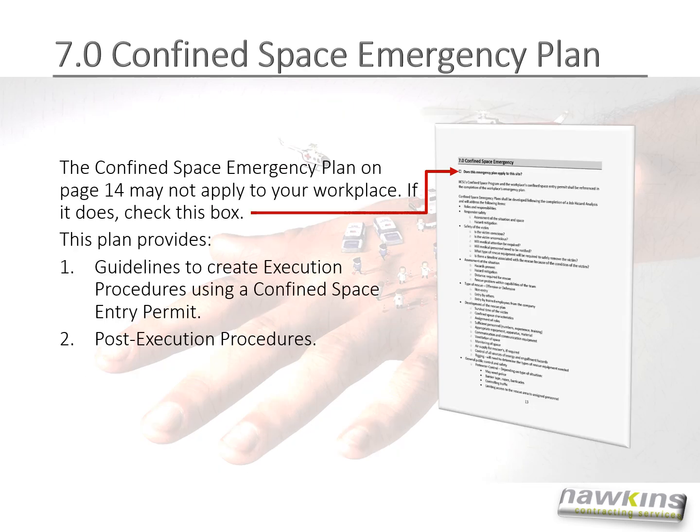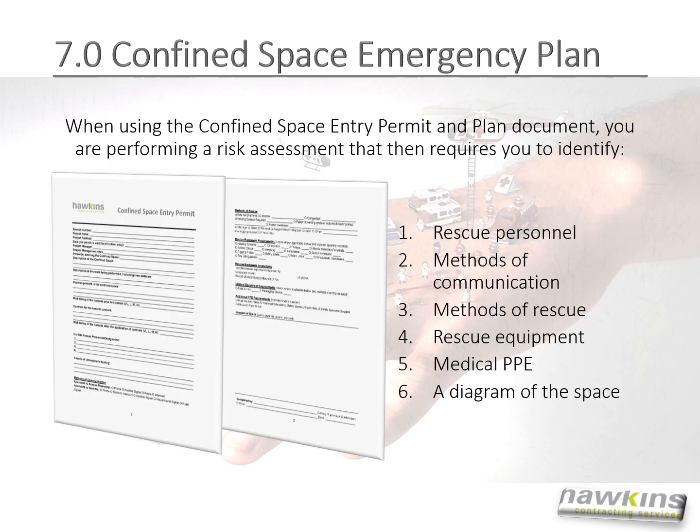The confined space emergency plan is found on page 14, and it may not apply to your workplace. If it does, check this box. This plan provides guidelines to create execution procedures using a confined space entry permit and post-execution procedures. When using the confined space entry permit and plan document, you are performing a risk assessment that then requires you to identify rescue personnel, methods of communication, methods of rescue, rescue equipment, medical PPE, and a diagram of the space.